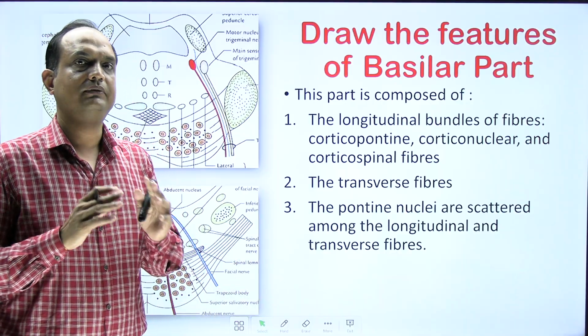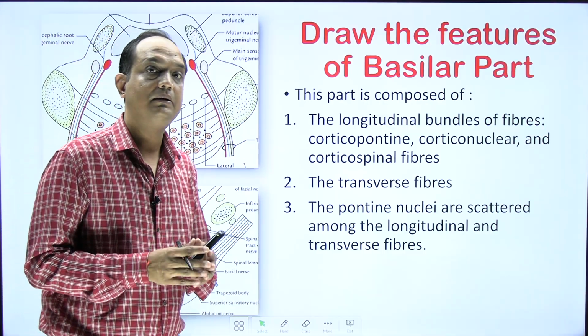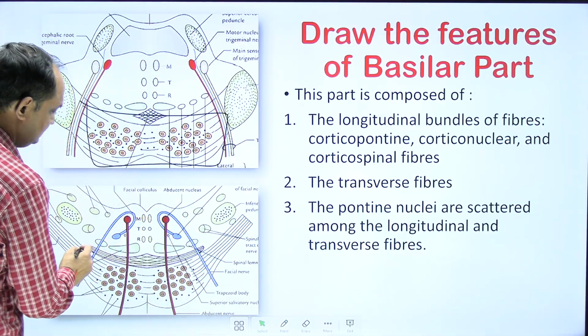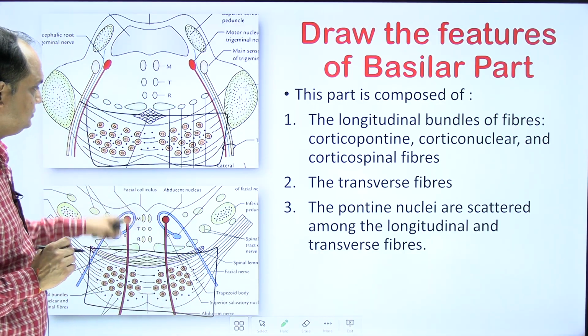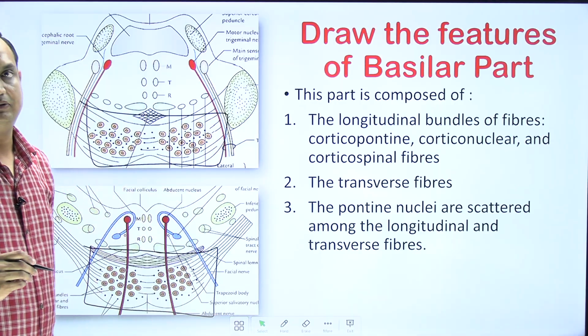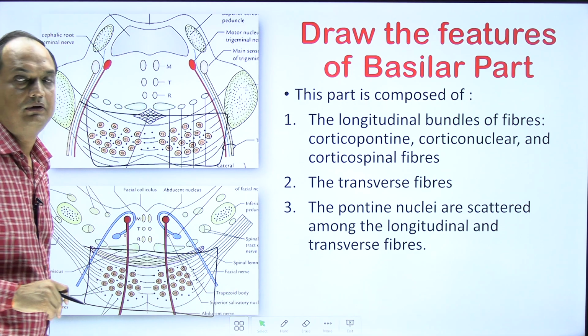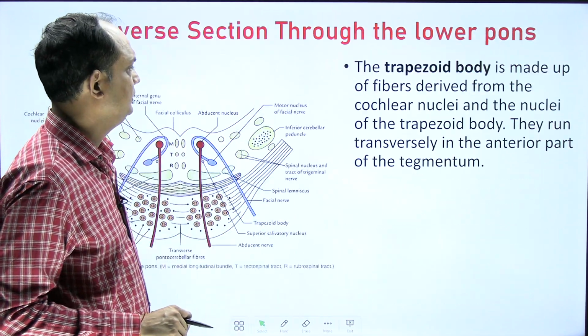Now my dear students, when we are drawing the sections, you have to keep in mind that the basilar part, that means this area, of both the sections is almost similar. Now in these areas you will find three basic things. What are these three basic things? First is the longitudinal bundles. Now you know that we have the pyramidal tract. Now I will show you the pyramidal tract.